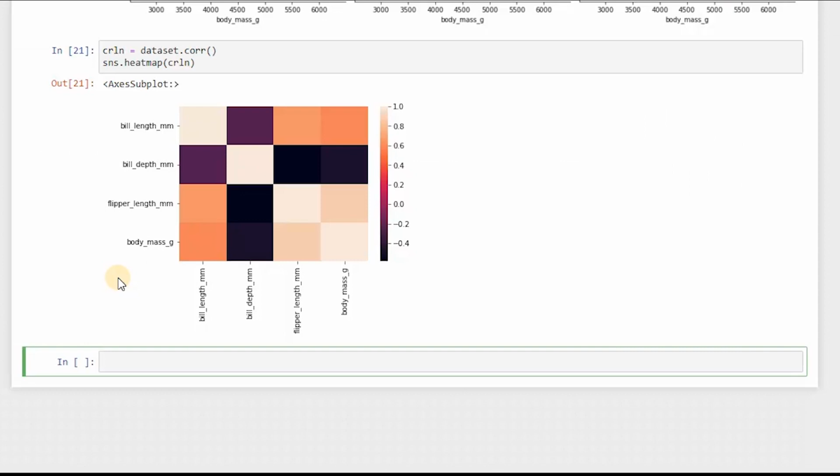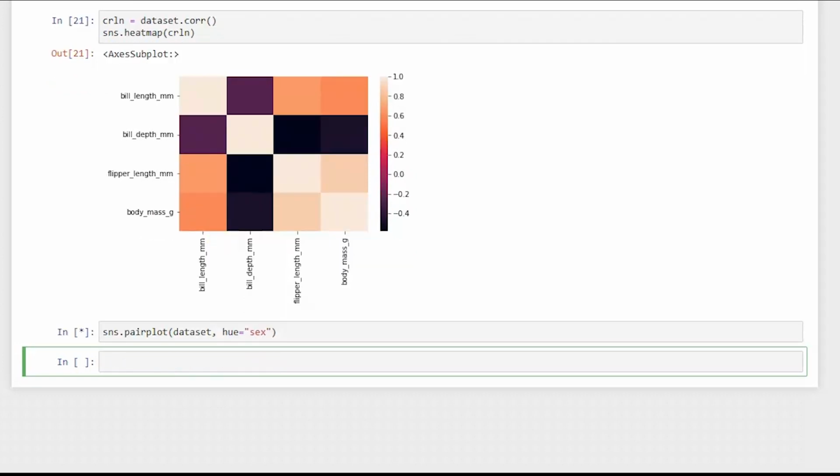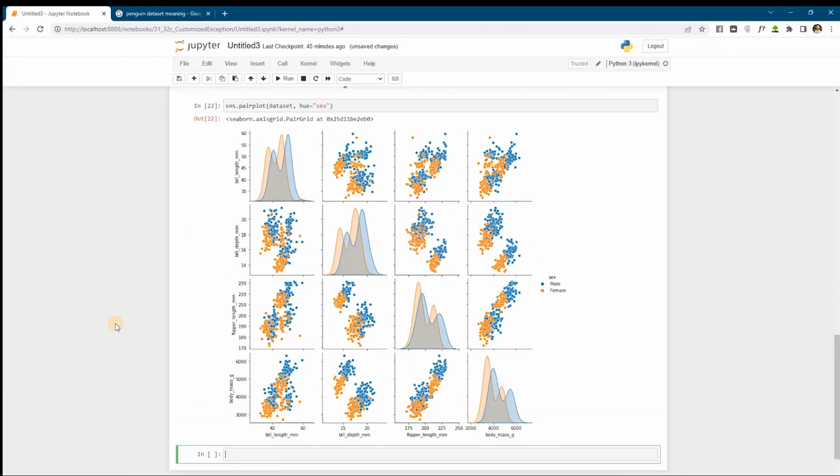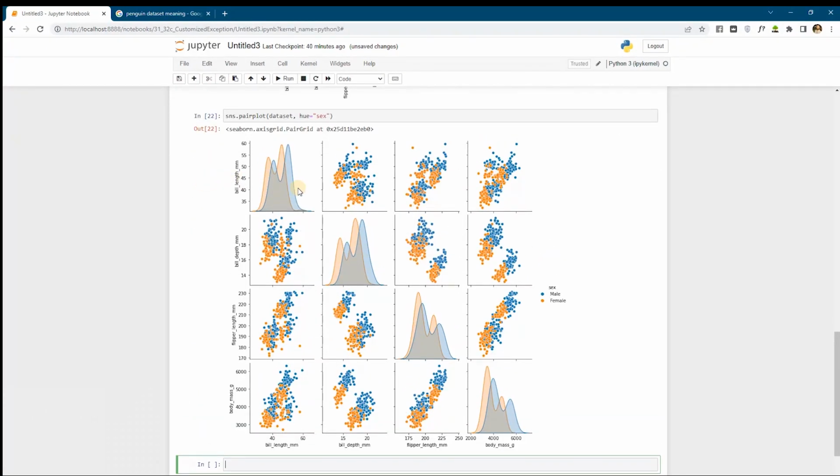And this is one of the most powerful techniques that we can use in Seaborn. So we're going to say sns.pairplot, and we are going to pass the dataset we have. We would like to plot all of these parameters with respect to two things, with respect, let's say, to sex. All right, and let's plot it. And here you go. This is all the relationships with respect to sex.